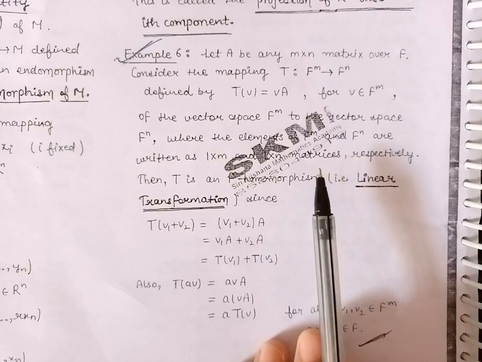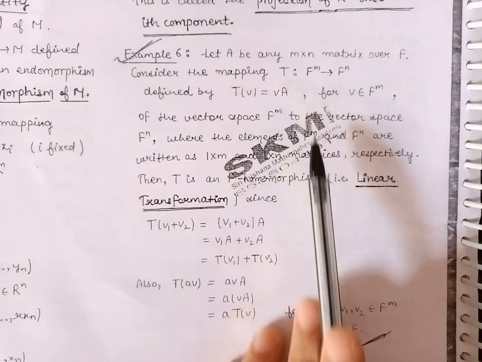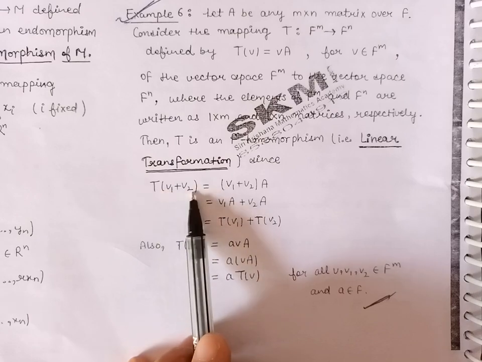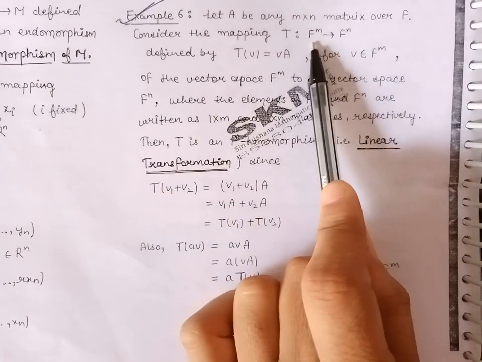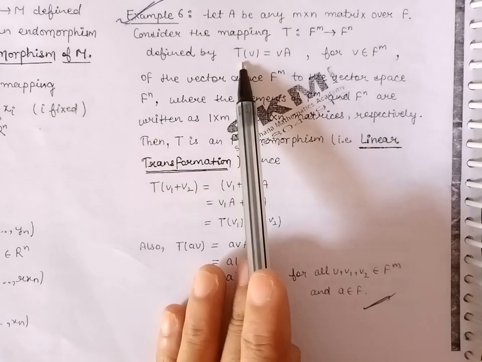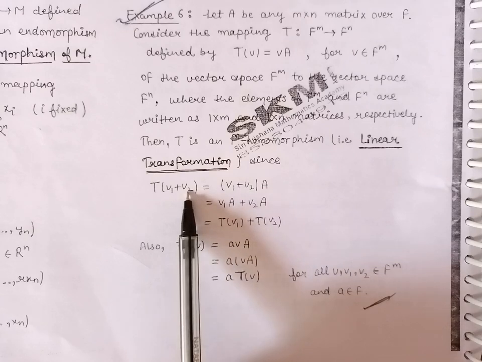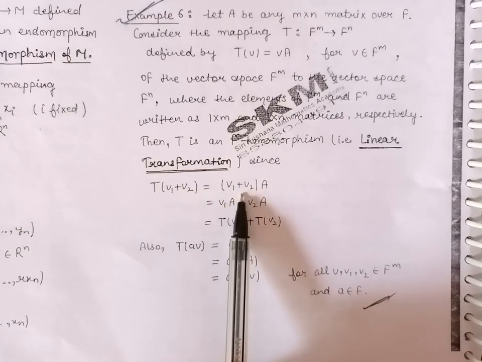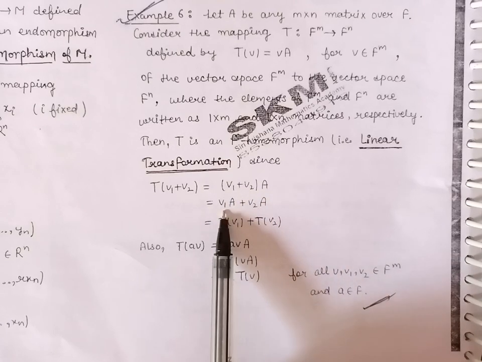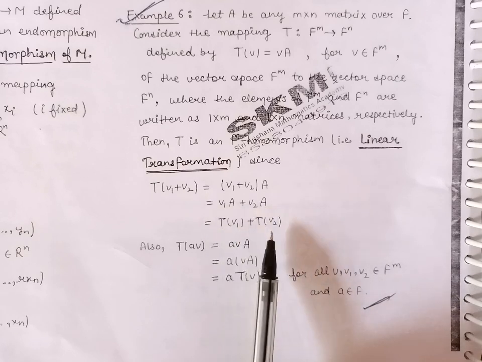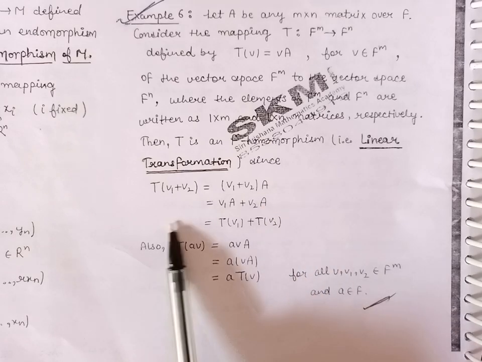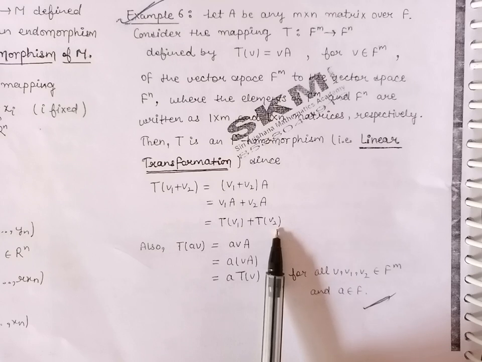Now we prove that this mapping T defined by us is a homomorphism. To prove homomorphism, let us take two elements V1 and V2 belonging to this vector space, and we find the image of V1 plus V2. Now by the definition of T, the image of V1 plus V2 under T is given by (V1 plus V2) into A. Now this can be written as V1A plus V2A. V1A is the image of V1, and V2A is the image of V2. So we have proved the image of V1 plus V2 is equal to the image of V1 plus the image of V2.